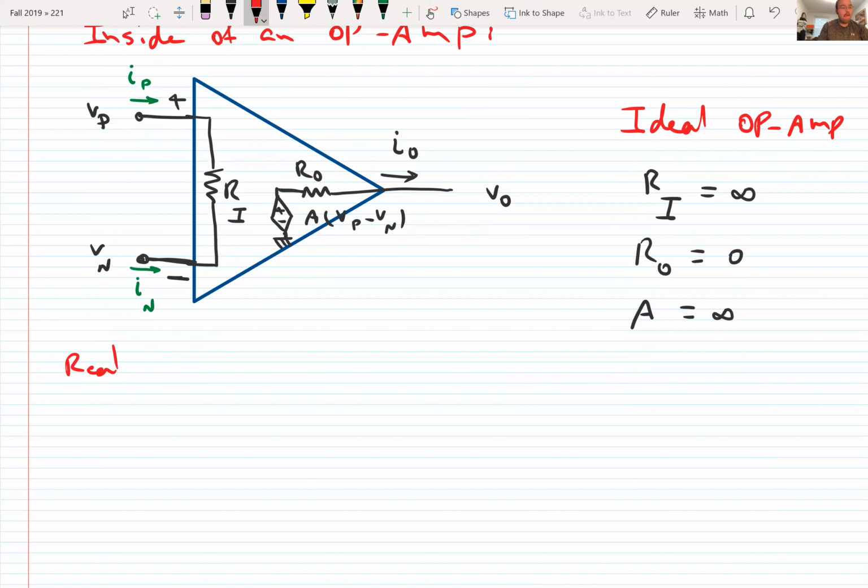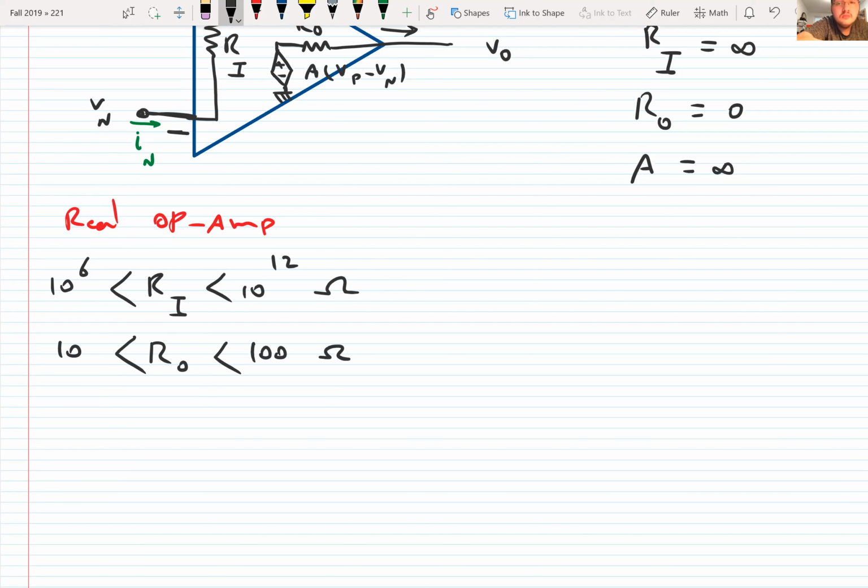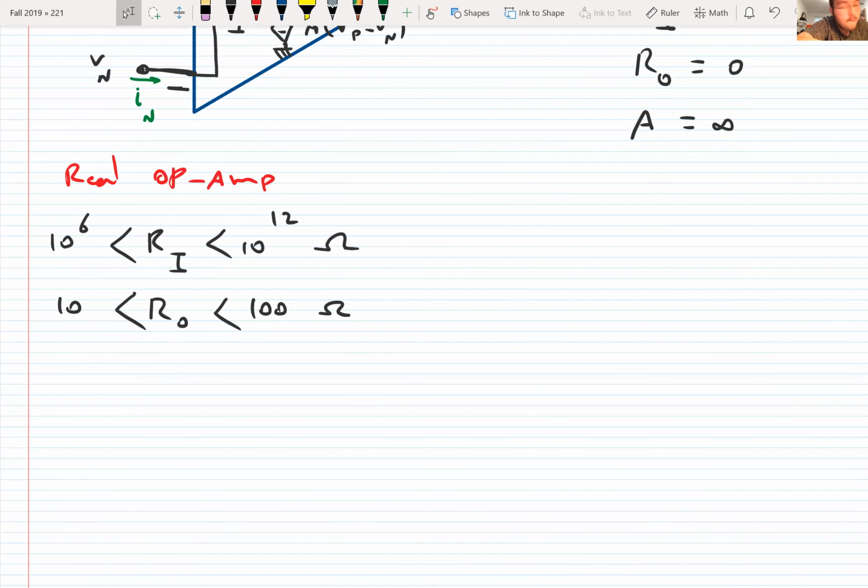But in a real op amp, we have these values. In a real op amp, the input resistance Ri is a very large resistor, greater than 1 megaohm, less than 10 to the power of 12 ohm. The value of the output resistor is a small resistor, limited to a range of 10 to 100 ohms. And gain is a very large value, between 100,000 and 10 to the power of 8. So still we see that for the actual op amp, we have a very large gain. It is not infinity, but it's a super high value.